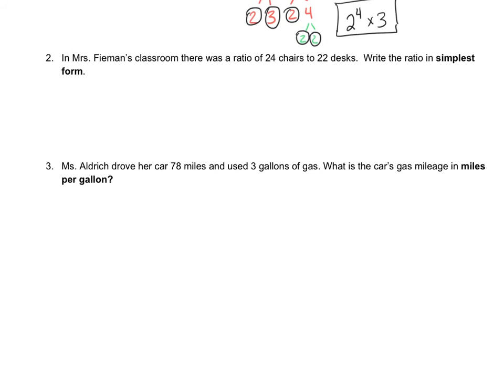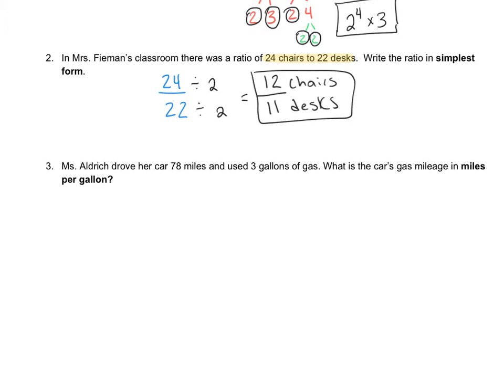Let's look at the second one now. In Mrs. Feynman's classroom, there was a ratio of 24 chairs to 22 desks. Let's write that ratio in the simplest form. So first we have 24 to 22, and I'm going to simplify that down here, and I get 12 chairs to 11 desks. So just make sure you label your answers here.